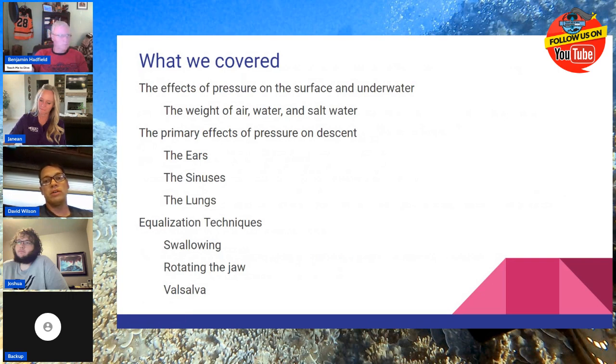We also learned about the primary effects of pressure on descent, the ears, sinuses, and lungs. These are the air spaces in our body because, as we know, fluid cannot compress, but air spaces absolutely can. And we also learned about equalization techniques.